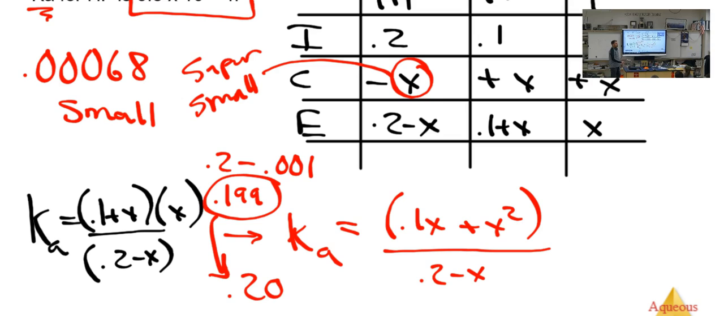So, you are welcome to use the quadratic formula to solve for x. But we, the rest of the world, are not going to do it.